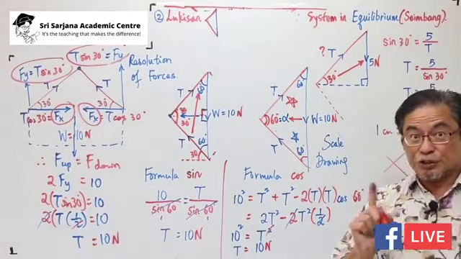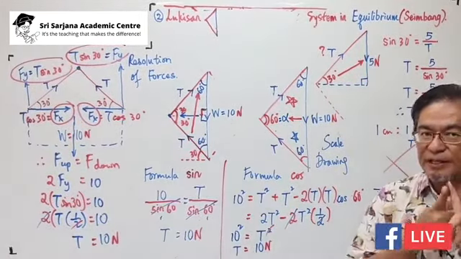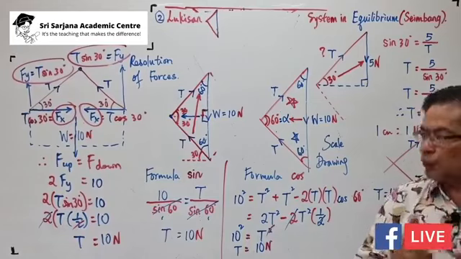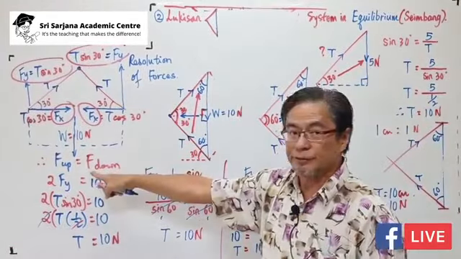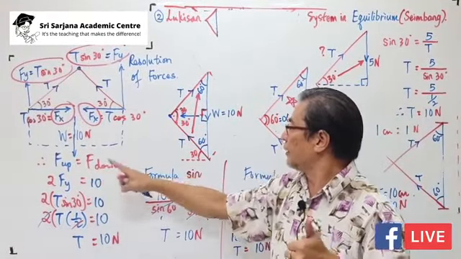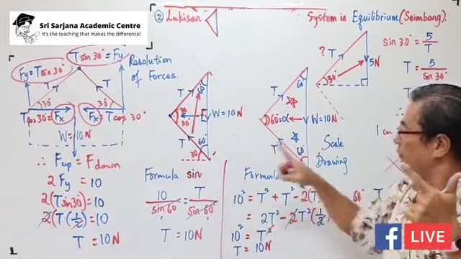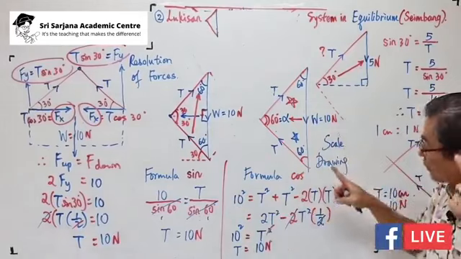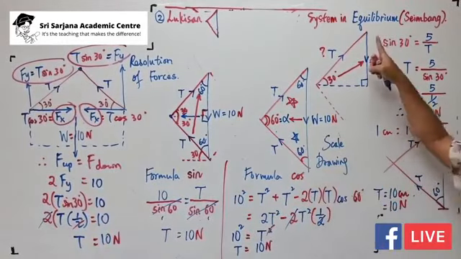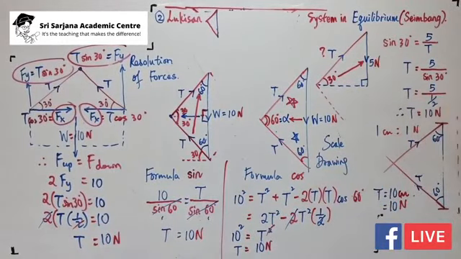So how many methods have you seen? I think your teacher in school will probably teach you maybe 1 method or 2 methods. All right, I've shown you number 1, resolution. Number 2, we can apply the sine formula, we also can apply the cos formula, we also can apply trigo, and also we apply scale drawing.